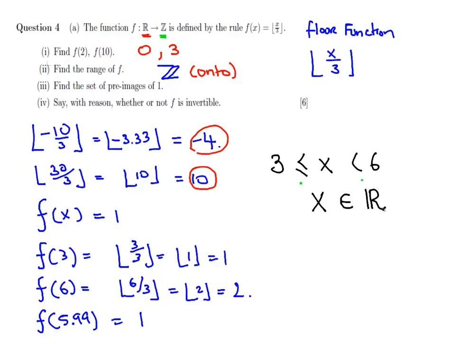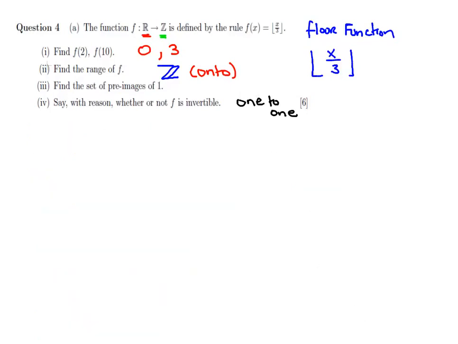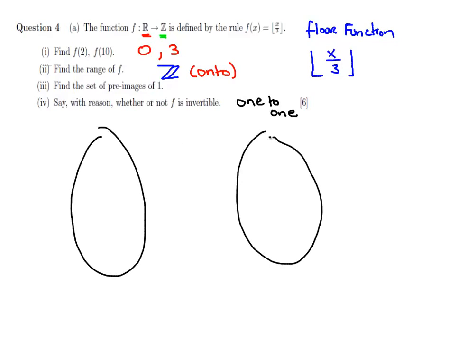Now, state with reason whether or not f is invertible. Well, we know it is onto, but is it one to one? It has to be both onto and one to one to be invertible. First off, let's clear the screen. Let's set up an arrow diagram here for a second. It's not actually asked for.